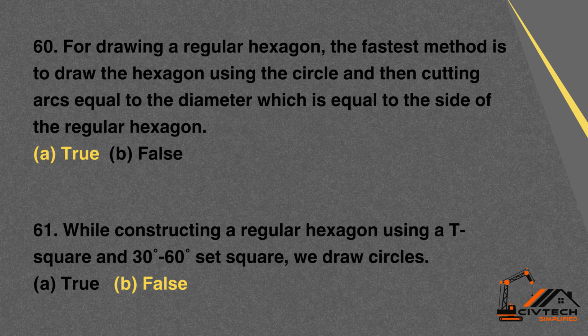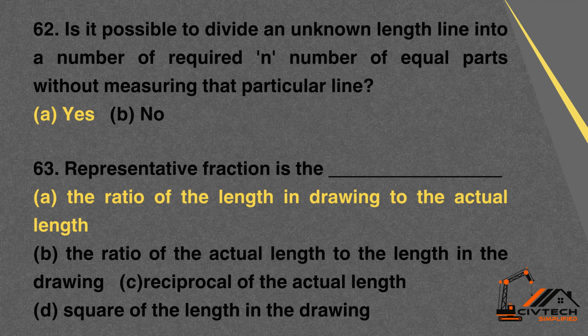True. 61. While constructing a regular hexagon using a T-square and 30-degree, 60-degree set square, we draw circles. A. True. B. False. Correct option, B. False. 62. Is it possible to divide an unknown length line into a number of required n number of equal parts without measuring that particular line? A. Yes. B. No. Correct option, A.